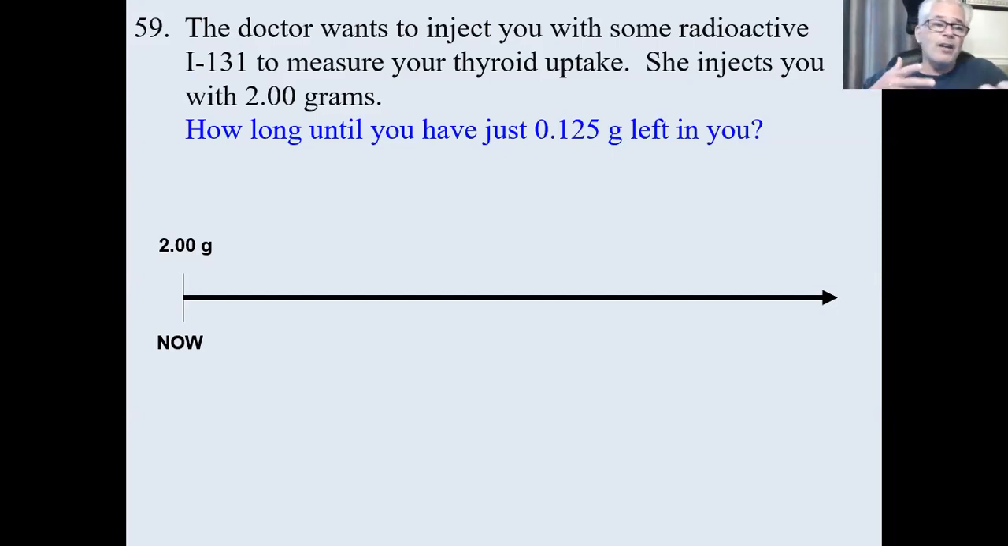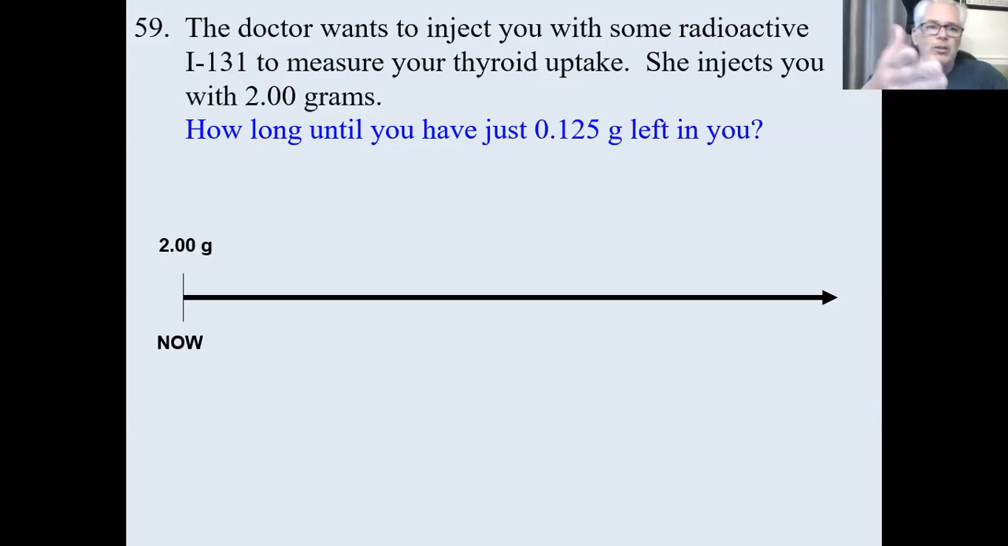And although radioactively it's not good, there's very little put in. And even though it's bad for you, it's better than having to cut you open and look at your thyroid gland. So this is a real thing. It actually happened to my sister. I injected her with the radioactive iodine. But this is an easy math problem, so we use nice round numbers, 2 grams. The question is, if the doctor injects you with radioactive iodine, how long until you have just 0.125 grams left?